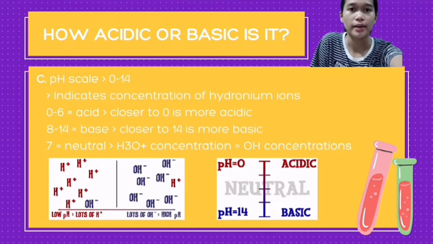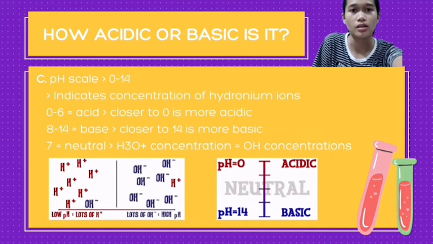How acidic or basic is it? The pH scale of 0 to 14 indicates concentration of hydronium ions. 0 to 6 is acid. When it is closer to 0, it is more acidic. 8 to 14 is base. When it is closer to 14, it is more basic. 7 is neutral. H3O plus concentration is equal to OH minus concentration.